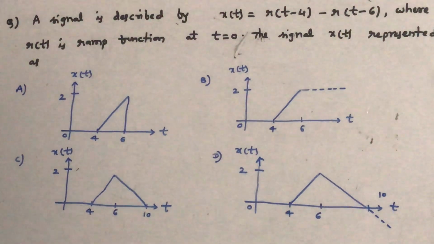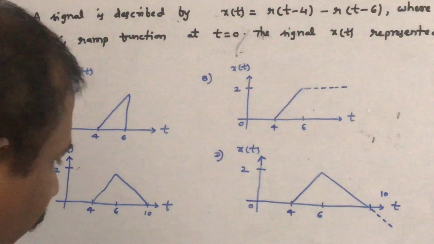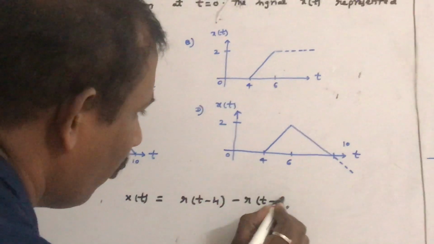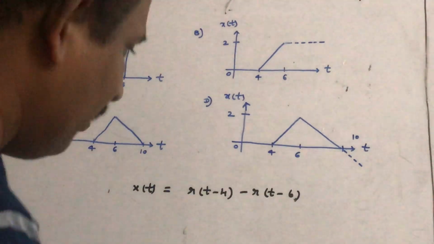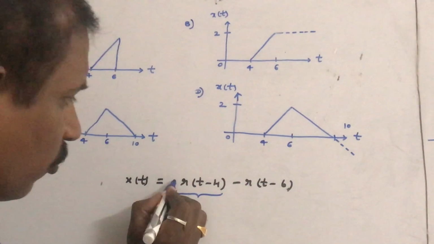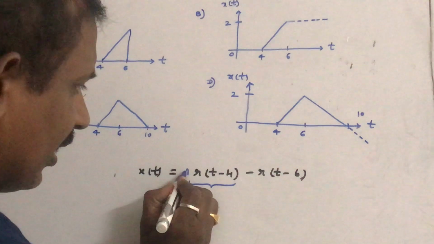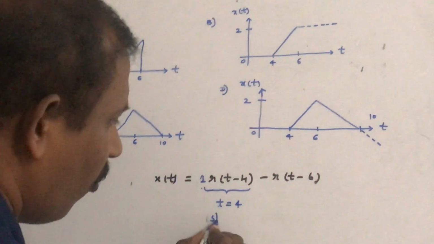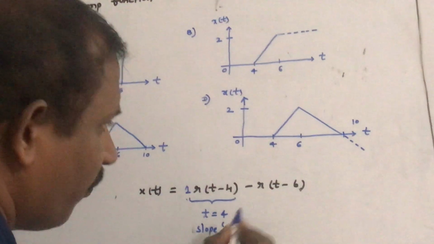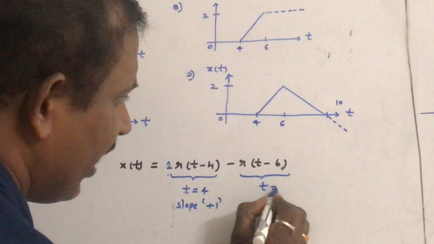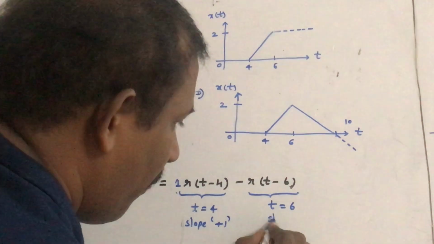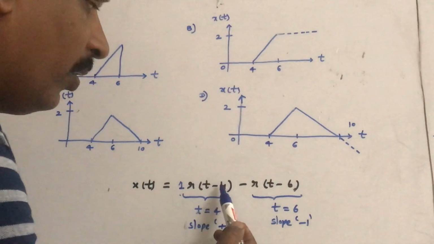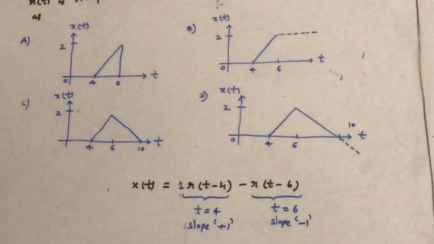So first let us write the given question. The given question is x of t is equal to r of t minus 4 minus r of t minus 6. First you have to identify this is the ramp of slope plus 1. If nothing is written, take it as 1. So this is a ramp that starts at t is equal to 4 with a slope of plus 1. This other ramp starts at t is equal to 6 with a slope of minus 1. So when we add these ramps, what will be the resultant waveform? That is the given question, very simple question.